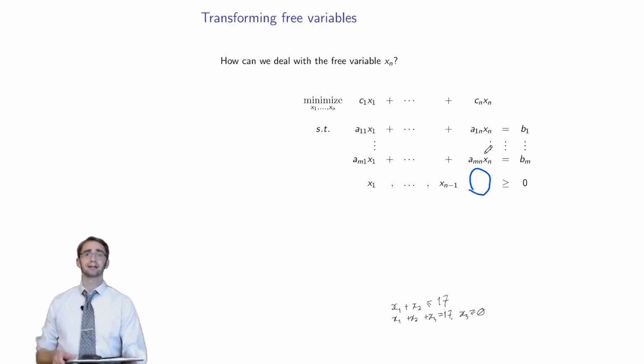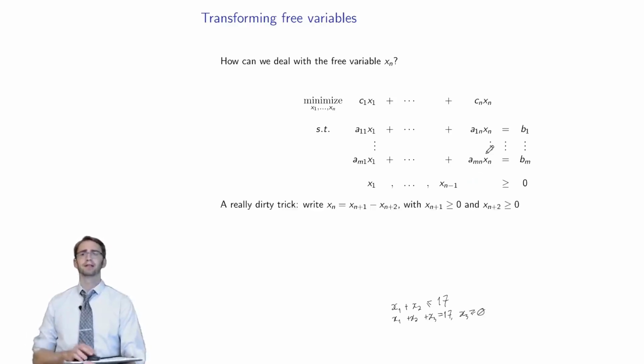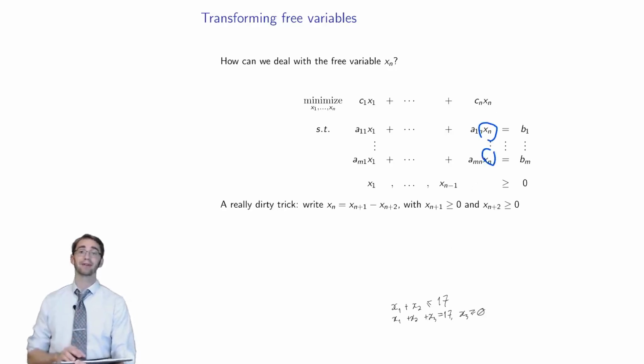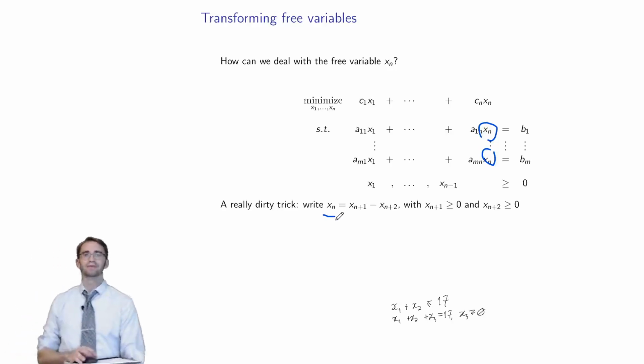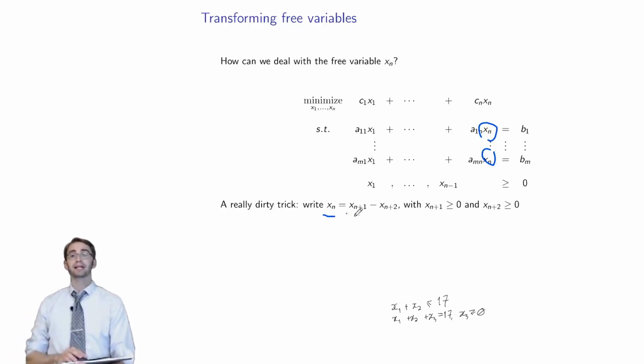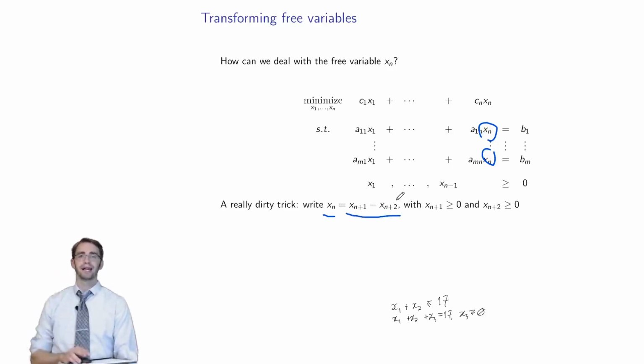Once again, it's actually pretty simple, but now you introduce two new variables, and those two new variables are done as follows. Every place where xn appears, again, this is the variable that is allowed to be negative, I'm just going to scribble that out. I'm going to do a control F, a find and replace. I'm going to erase that, and instead I'm going to write xn plus 1 minus xn plus 2. So I'm introducing two new variables, and xn is no longer going to live in this linear program. We're going to replace it as one variable minus another variable.